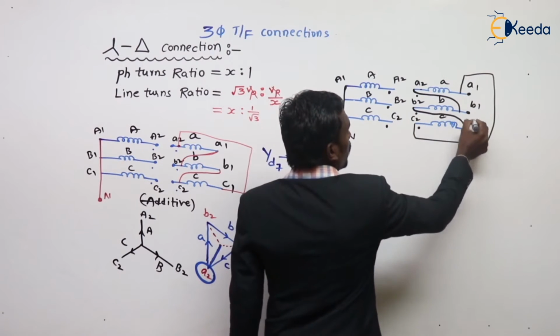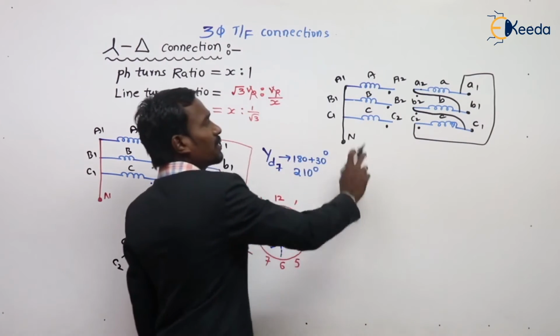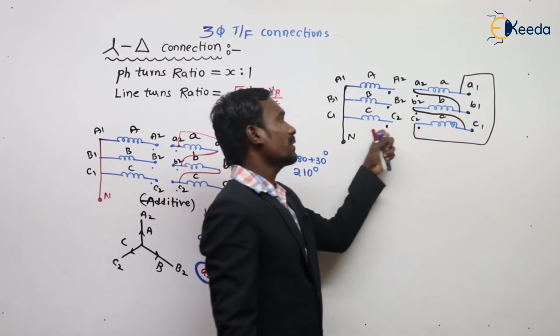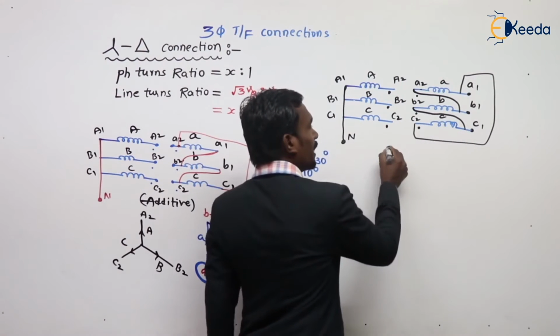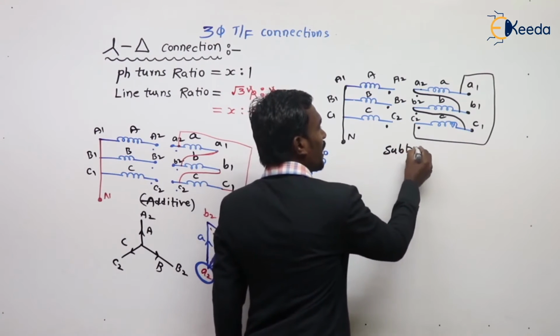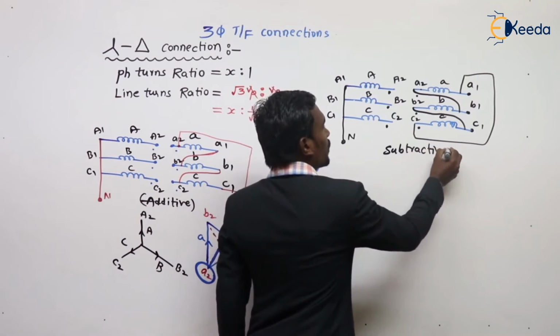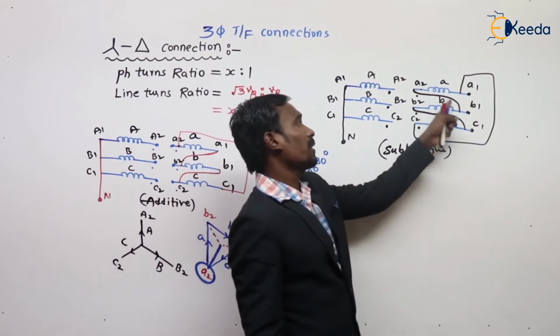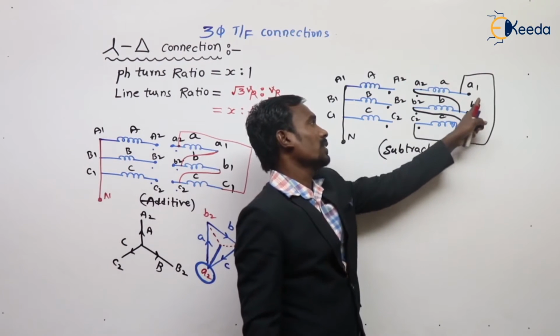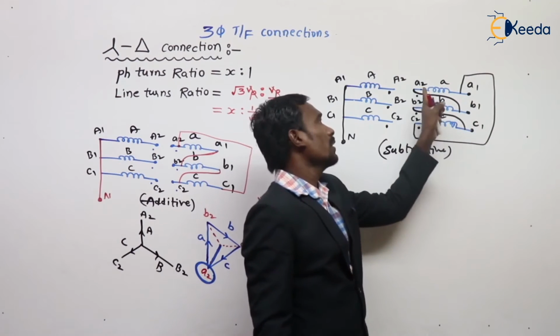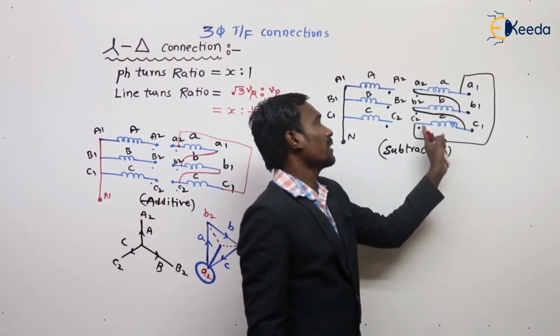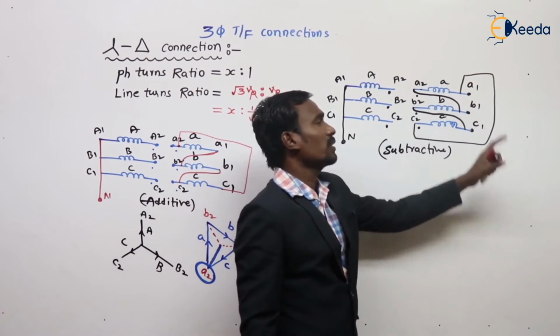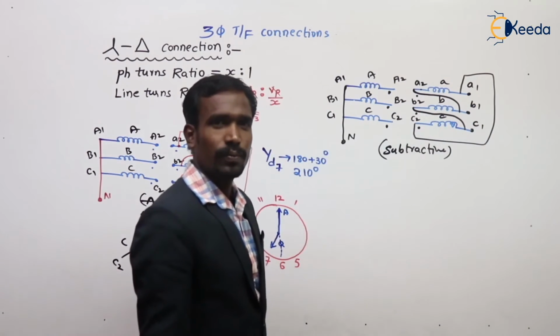But this is the undotted condition. This is the dotted condition. Dotted and undotted are nothing but additive polarity or subtractive polarity. This is a subtractive polarity because this is open circuited. This is connected to, and here these are connected like this. So this is dotted notation, this is undotted notation.